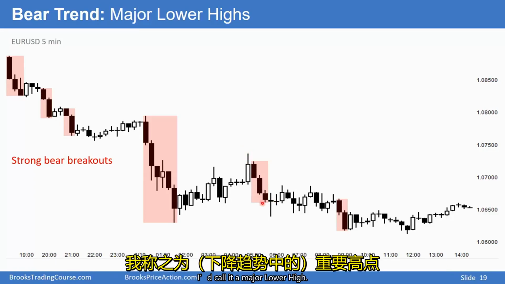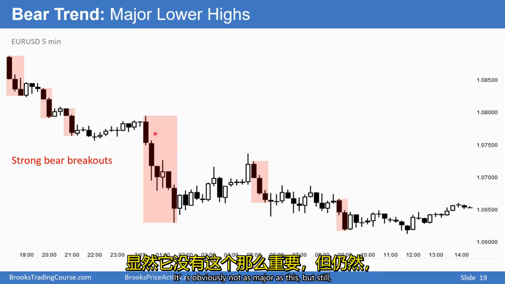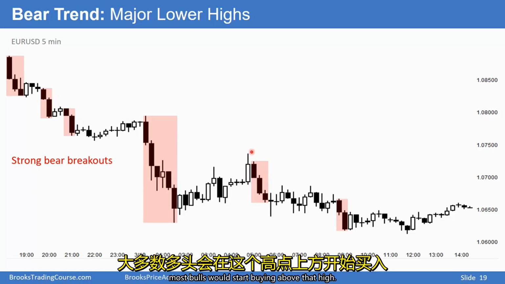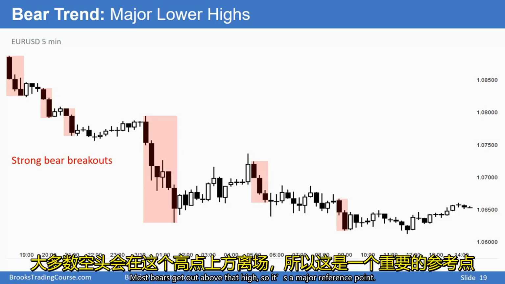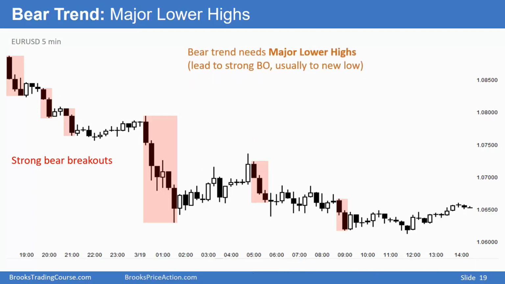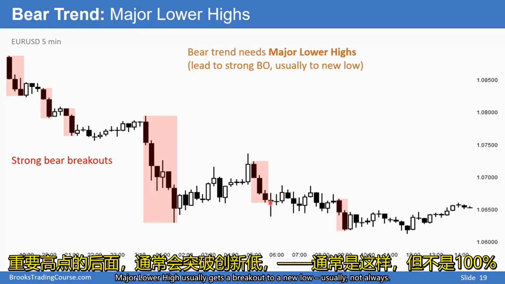I call it a major lower high. It's obviously not as major as this, but still, most bulls would start buying above that high. Most bears would get out above that high. So it's a major reference point. A major lower high usually gets a breakout to a new low. Usually, not always.